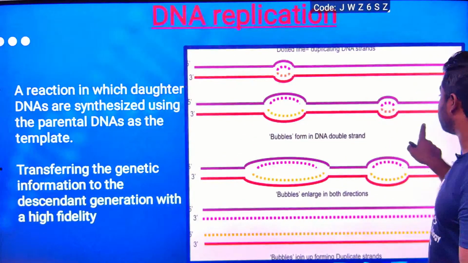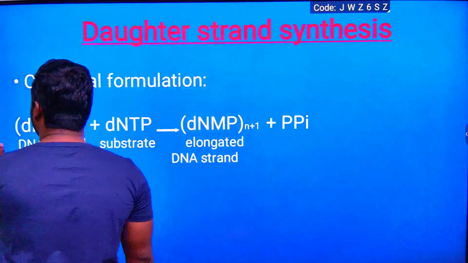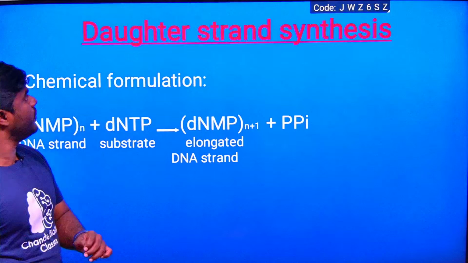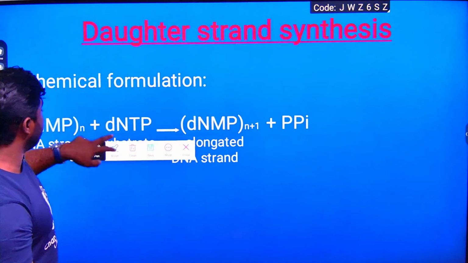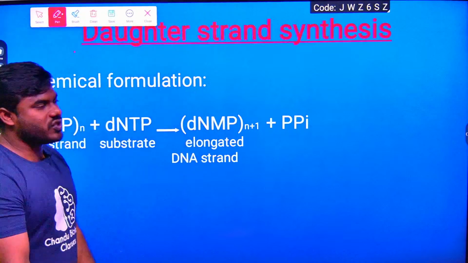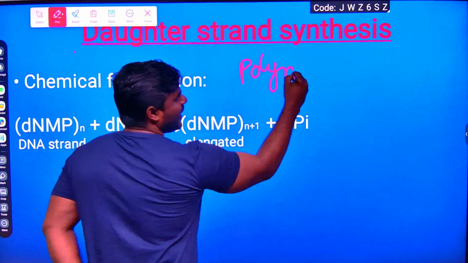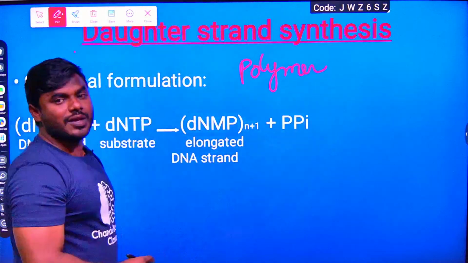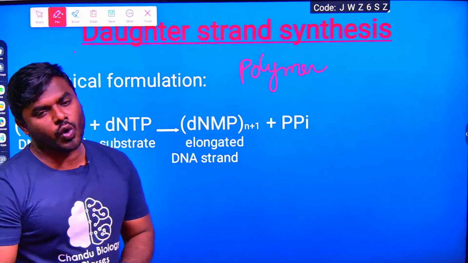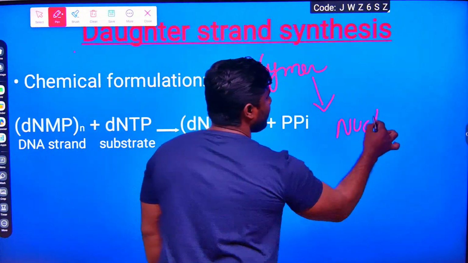How can I give the same thing in terms of a chemical definition? What exactly is DNA made up of? Nucleotides. We generally call DNA a polymer, correct? Polymer means it is made up of many monomers. What is that monomer? Nucleotide.